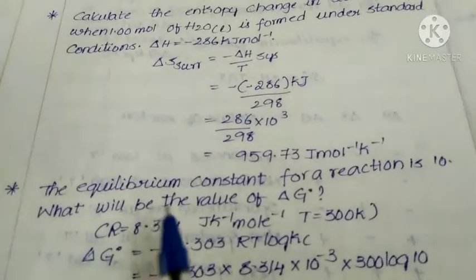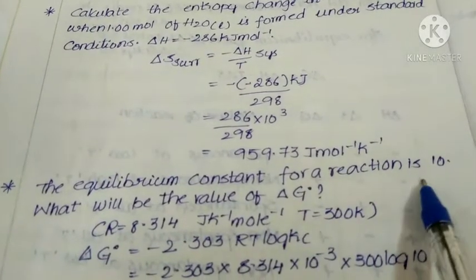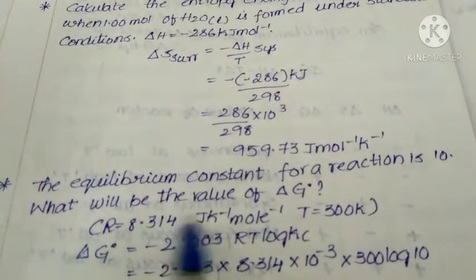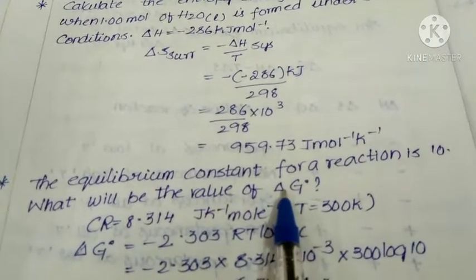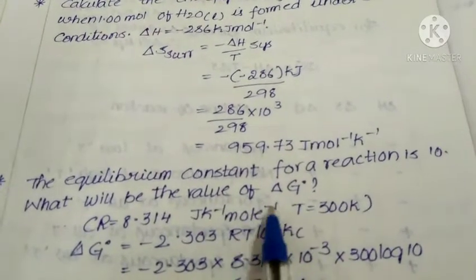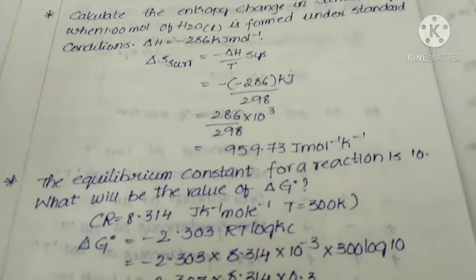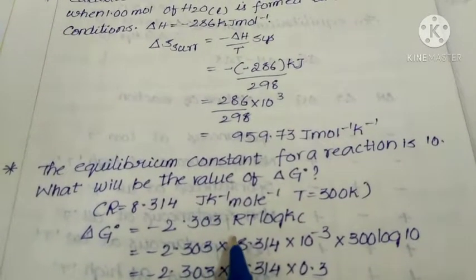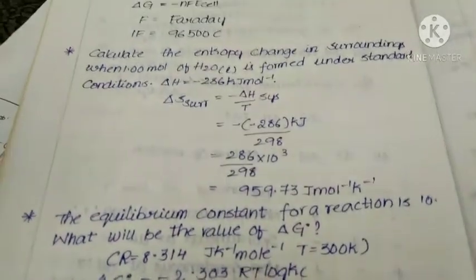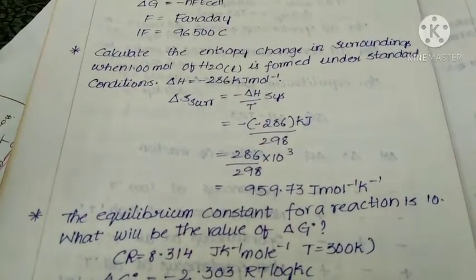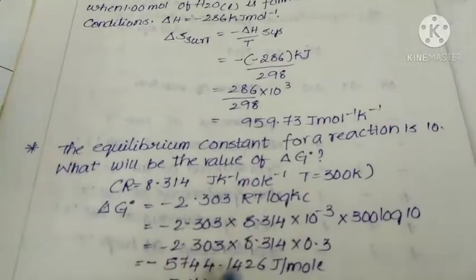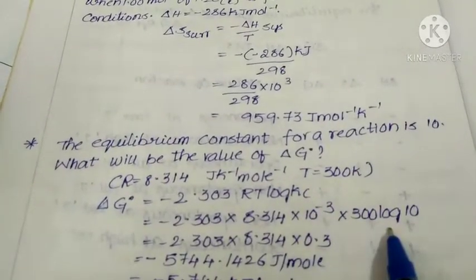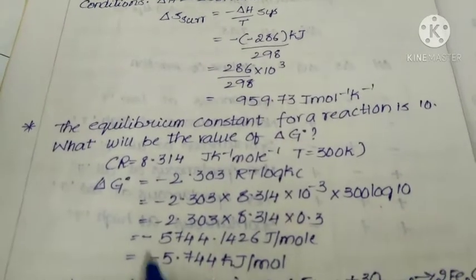Next, one more numerical. The equilibrium constant for a reaction is 10. That means Kc is given. What will be the value of delta G naught? You have to find delta G naught. What is the relation between delta G naught and Kc? Delta G naught equal to minus 2.303 RT log Kc. If you substitute the Kc value in this equation, then you get the value of delta G naught.